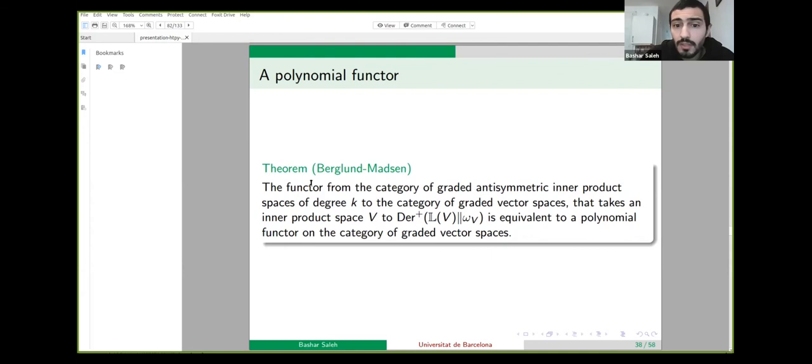And Berlin and Madsen prove that the functor from the category of graded antisymmetric inner product spaces of degree k to the category of graded vector spaces that takes an inner product space V to the derivations on LV that vanish on omega V is equivalent to a polynomial functor.